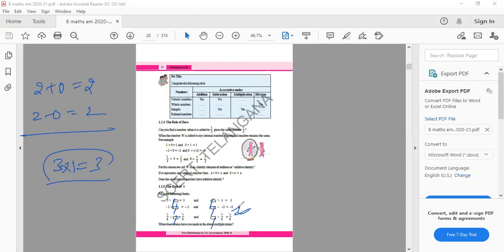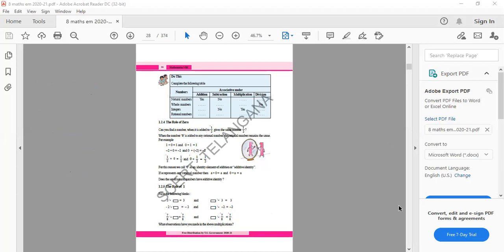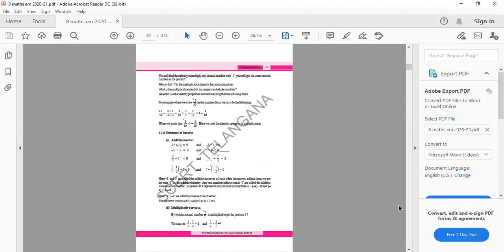You'll get the same answer. Multiplication means you are going to get the same answer. That is clear. Now we'll switch on to this. Now, existence of inverse, additive inverse, right? This is an interesting question: additive inverse and multiplicative inverse.